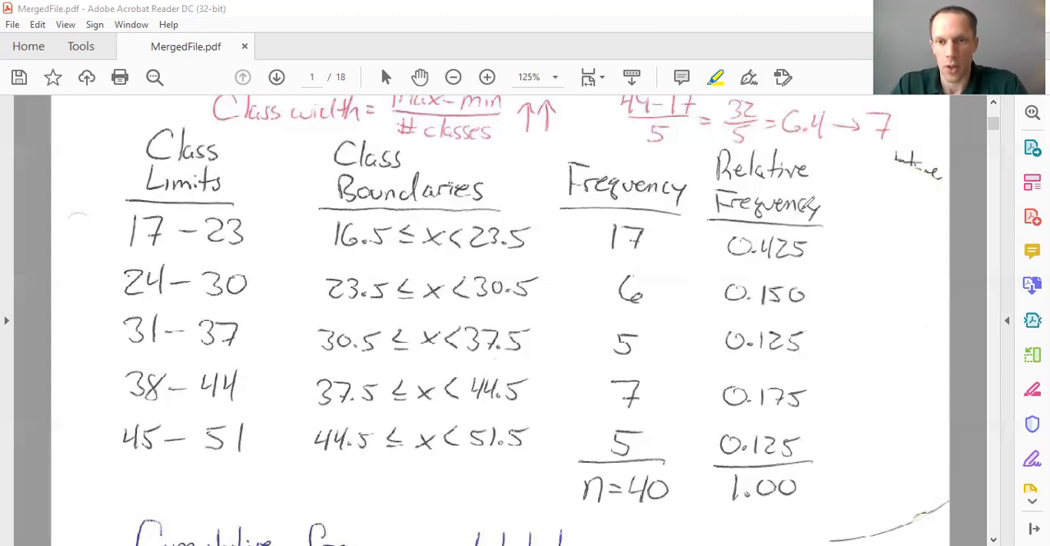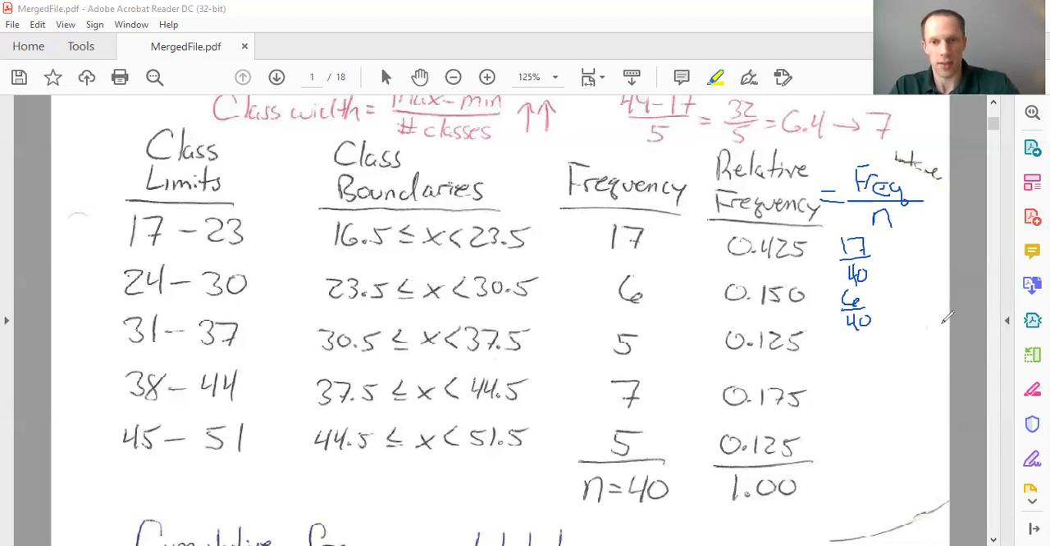We also have something here called relative frequency. This is kind of like a percentage, but it's in decimal form. To get the relative frequency, you take the frequency for the class and divide that by the sample size. So for example, 17 divided by 40 gives you 0.425. That's like 42.5%. 6 divided by 40 would be 0.150, so that'd be like 15%.